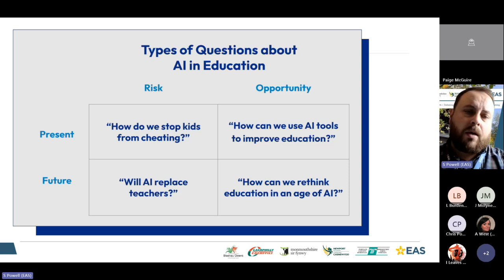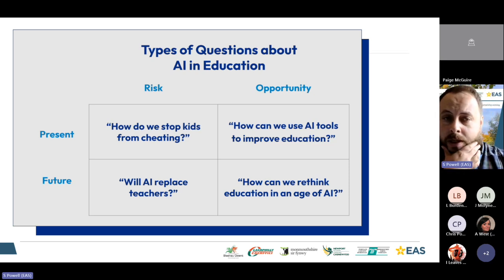And then some of the challenges we spoke about a short while ago. I think some of the things looking at this table here highlight some of the questions that people do have about AI in education. So the present risk will often feel like, how do we stop children from cheating? And this might be something pertinent to the secondary colleagues on the call. But the opportunity really is, how could we use those AI tools to help improve education? How can we bring in the opportunity to use AI as part of assignment to support and scaffold learning?